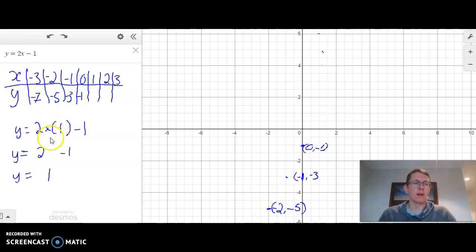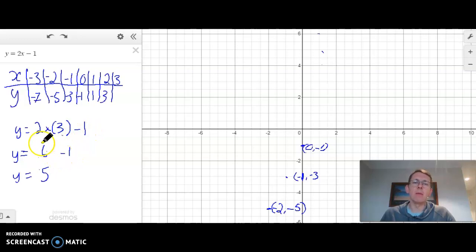2 lots of 1 is 2. 2 minus 1 is just 1. 2 lots of 2 is 4. 4 minus 1 is 3. Notice the whole time we're still following the rules of BIDMAS as well, doing my multiplication and division before I do my addition and subtraction. 2 lots of 3 is 6, and 6 minus 1 is 5.